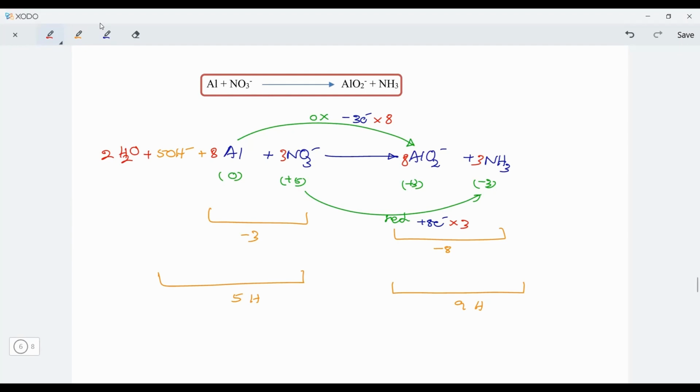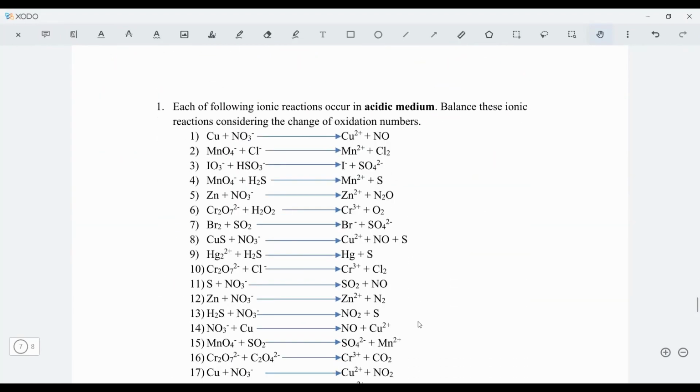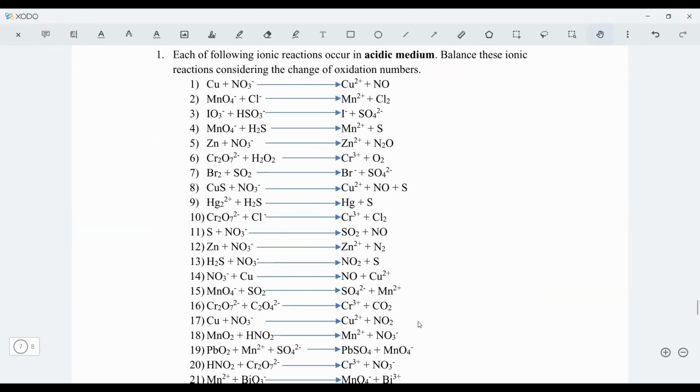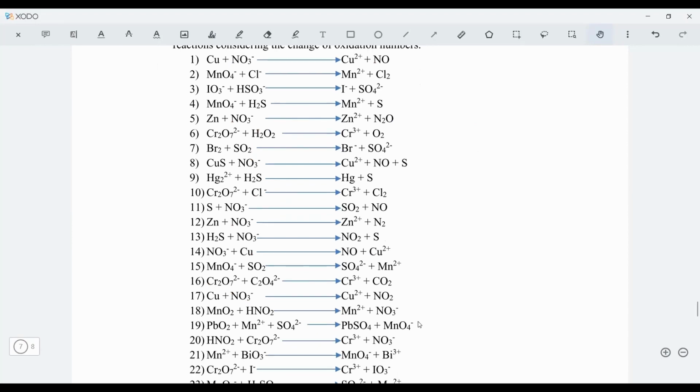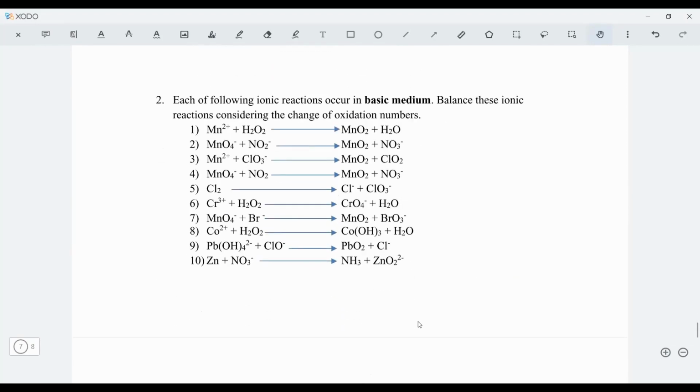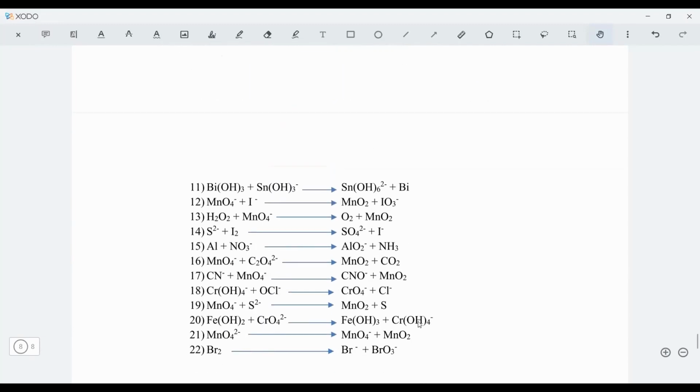So I hope you had a complete idea regarding the lesson. If you have any doubts, you can always ask me. Then I have something for you also to do as homework. In our tute, I have put these redox reactions. You have to balance them in acidic medium. You can try them and send for corrections. And these are to be balanced in the basic medium.